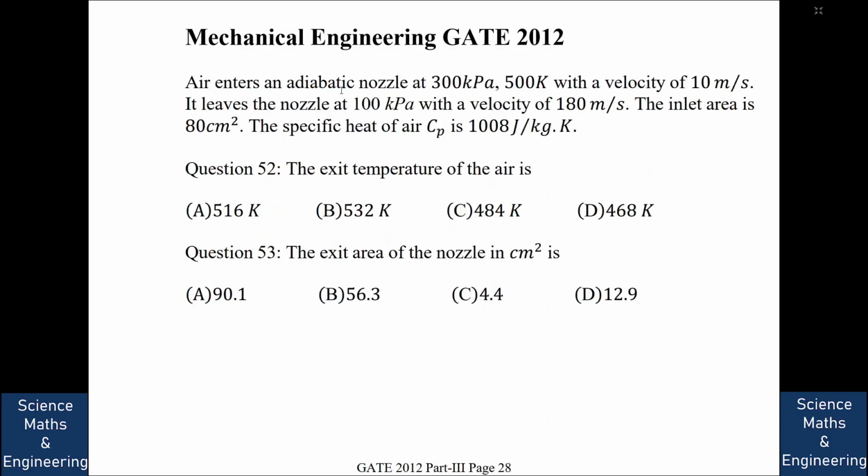Air enters an adiabatic nozzle at 300 kilopascal, 500 Kelvin with a velocity of 10 meter per second. It leaves the nozzle at 100 kilopascal with a velocity of 180 meter per second. The inlet area is given. The specific heat is given. So the exit temperature of air is to be determined and the exit area of the nozzle is to be determined.